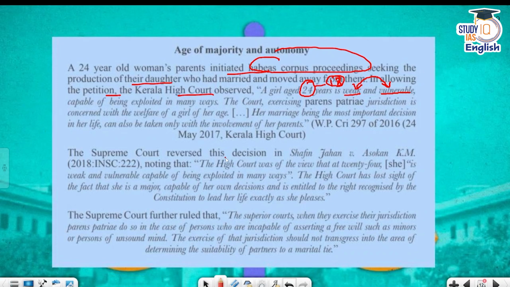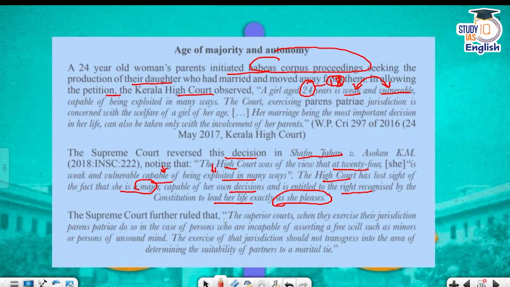The Supreme Court reversed this decision in Shafin Jahan versus Asokan, noting that the High Court was of the view that at 24, she is weak and vulnerable, capable of being exploited in many ways. So this is perpetuating the stereotype that women cannot take their own decisions, or even if they do so, they are under the influence of somebody else. The High Court has lost sight of the fact that she is a major, capable of her own decisions, and is entitled to the right recognized by the Constitution to lead her life exactly as she pleases.